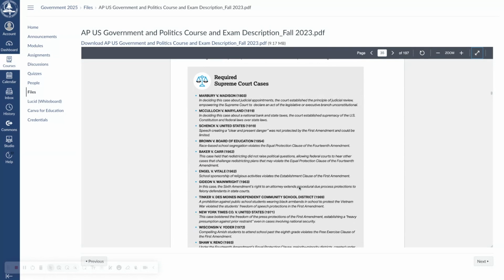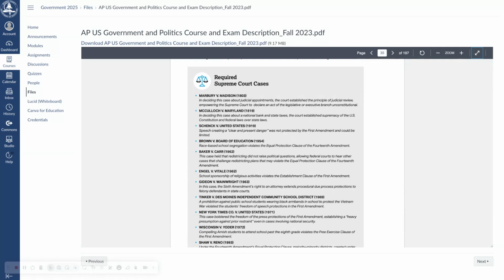So what are the Big 14? The Big 14 include Marbury versus Madison, 1803. In deciding this case about judicial appointments, the court establishes the principle of judicial review, empowering the Supreme Court to declare an act of the legislative or executive branch unconstitutional.